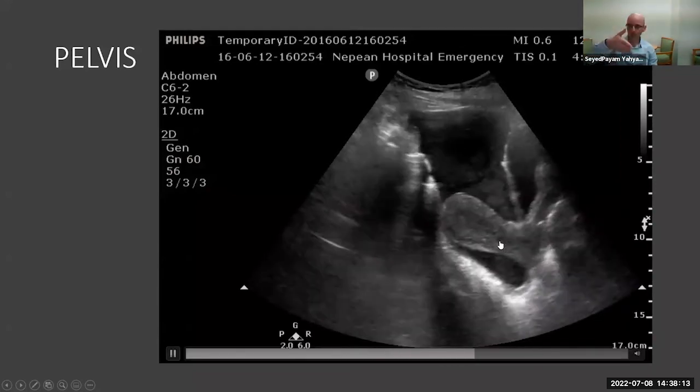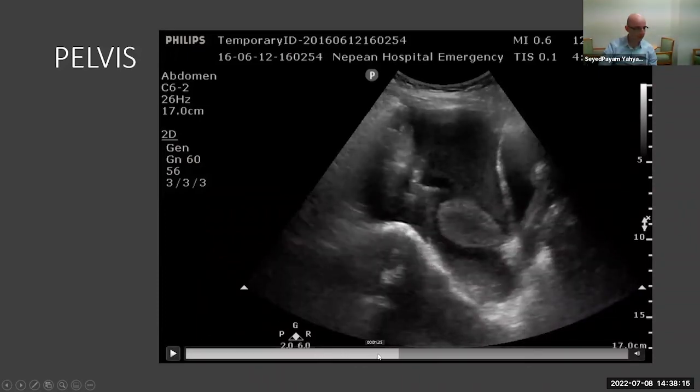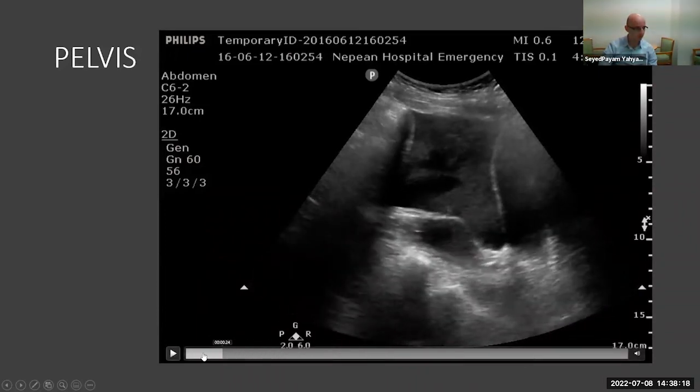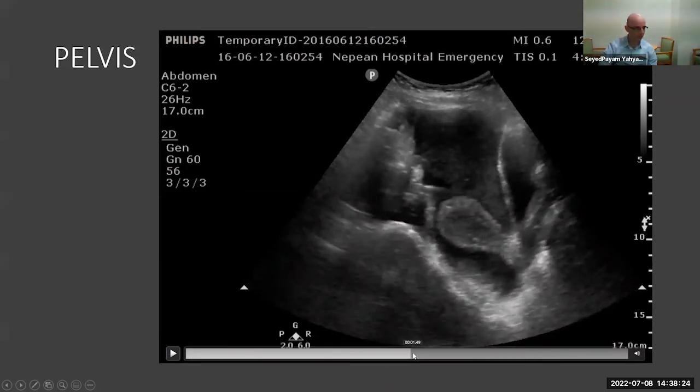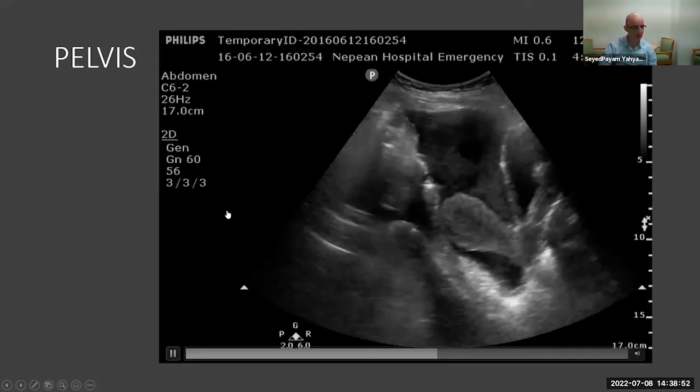And this is a sagittal sweep. As you can see, bladder, vagina, cervix, uterus, bowel gas, and there is free fluid. Pretty much this is a huge amount of free fluid in the pelvis. There is free fluid in the pouch of Douglas as well as anterior to the uterus, and as you can see, there is some echogenicity inside the fluid, which is suggestive of blood clot in this context.